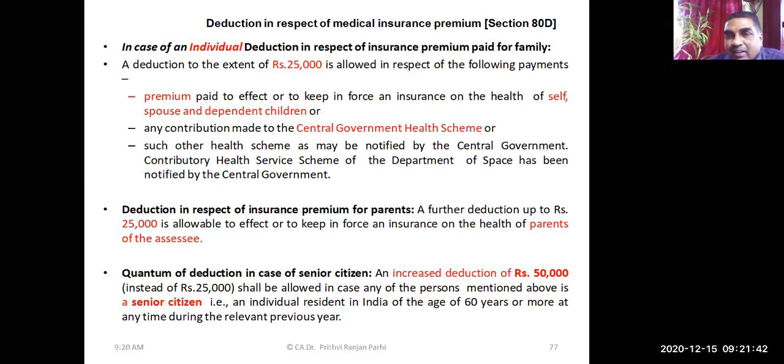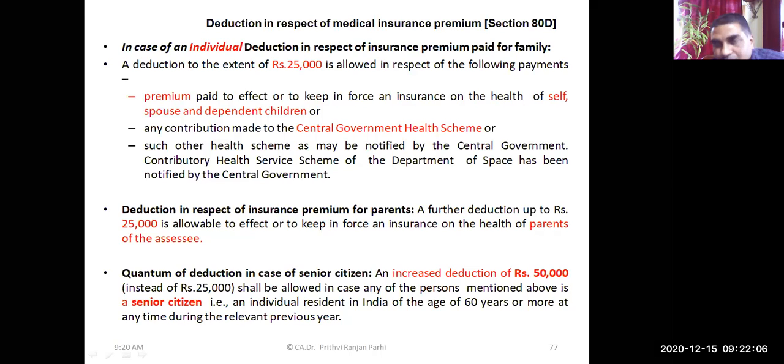In addition to that, a further deduction of 25,000 is allowed if parents are involved, to keep in force the health insurance policy of the parents. Another 25,000 is allowed. So 25,000 plus parents 25,000, 50,000 is totally allowed.